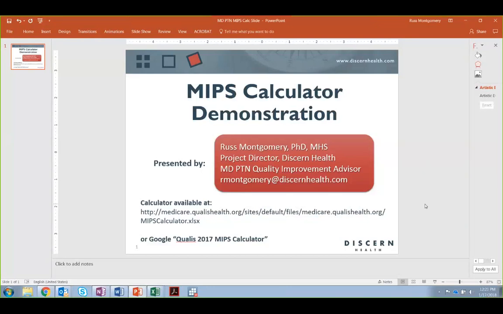As Dr. Khanna mentioned, this calculator was developed by Qualis Health, which is a Medicare QIO. It's publicly available and it's free. There's a link here on this slide that you can use to find the calculator. It's a long address, so you may just want to Google Qualis MIPS calculator and you can find it that way. It's an Excel sheet, and it's fairly easy to use, as you'll see here as I walk through it.